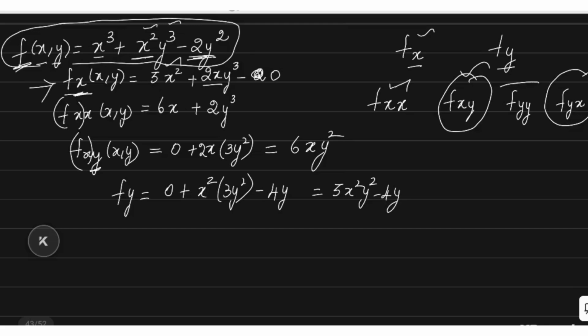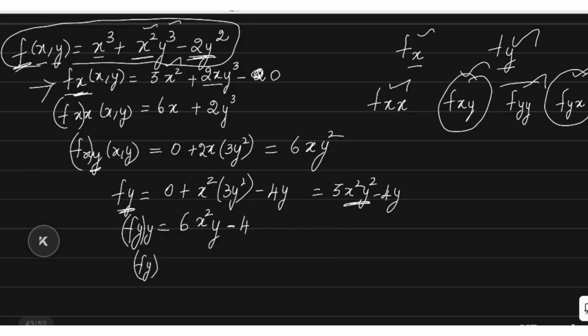Okay, next you have to find fyy. Again you have to differentiate fy with respect to y. So here 3x square is a constant. Differentiation of y square is 2y. Already a 3 is there. So it will be 6x square y minus, I have 4y, derivative of 4y is 4.